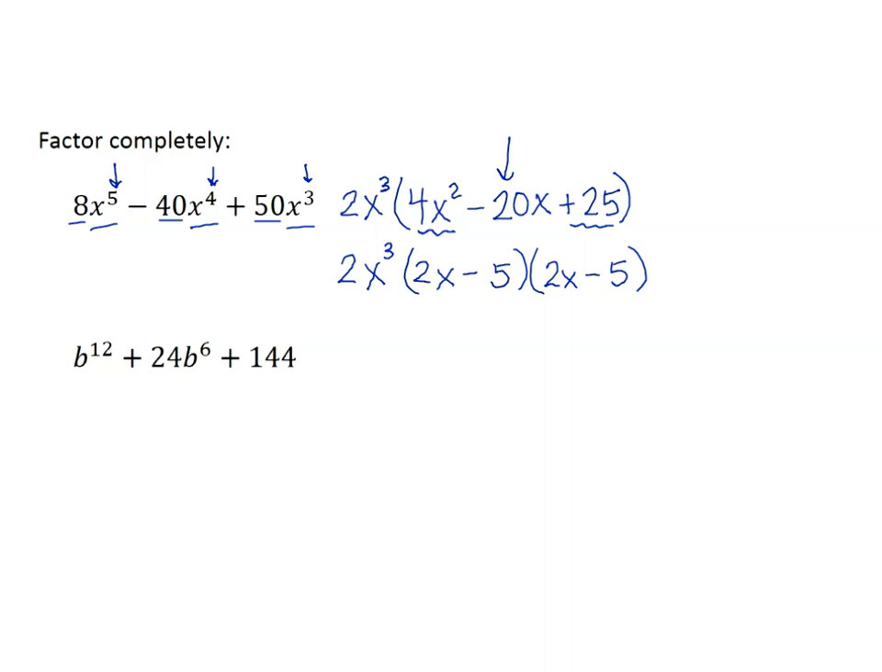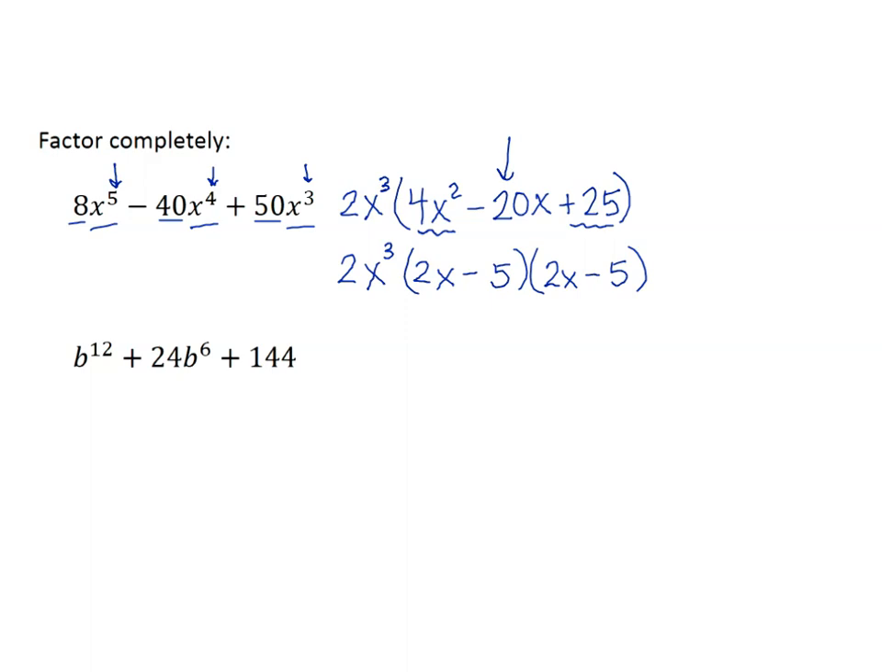Now we can FOIL this back out just to make sure. If I do 2x times 2x, I get 4x squared. If I do my outer, I get negative 10x. If I do my inner, I also get negative 10x. So those will combine to give me negative 20x. And then negative 5 times negative 5 is positive 25. So it checks out. All right, let's try this next one.